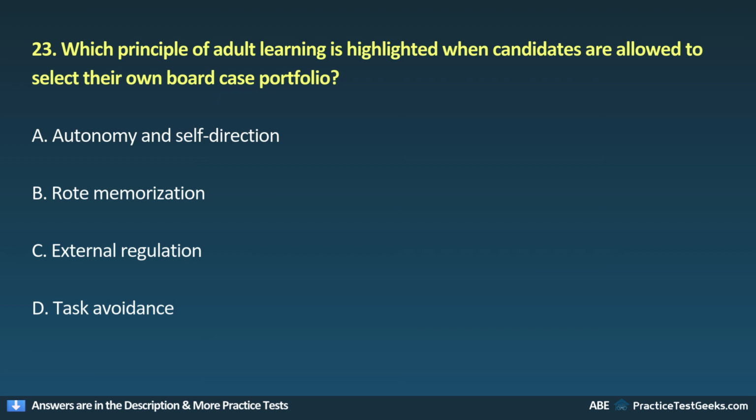23. Which principle of adult learning is highlighted when candidates are allowed to select their own board case portfolio? A. Autonomy and self-direction. B. Rote memorization. C. External regulation. D. Task avoidance.